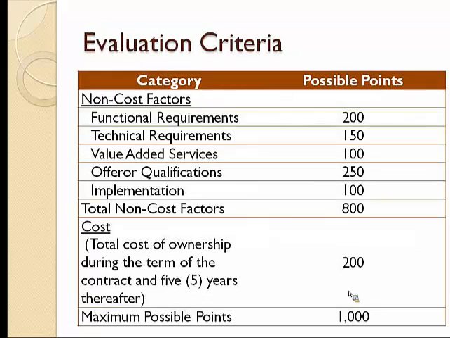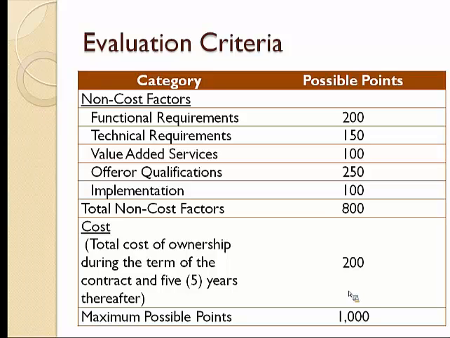The RFP gives details about the evaluation process starting on page 32. The following table is on that page and shows the total possible points that can be allocated to different categories of evaluation criteria. The RFP provides details about what the selection committee will be looking at when assigning points to these categories.